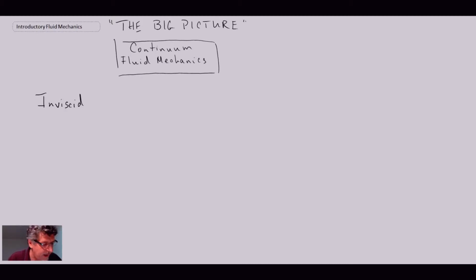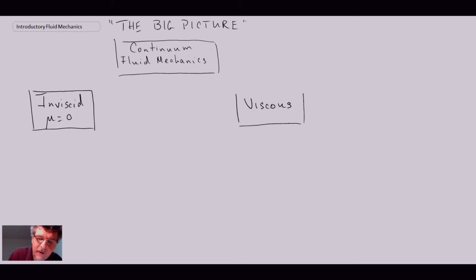This is a branch of fluid mechanics that was developed. It's kind of a mathematical construct, but it was developed long ago by the mathematicians that were studying fluid mechanics. And what they did is they decided to neglect viscosity in order to simplify the equations. On the other side would be the branch where viscosity is important, and that would be viscous flows. And so those are two separate areas, and these both fall under continuum mechanics, or continuum fluid mechanics, I should say.